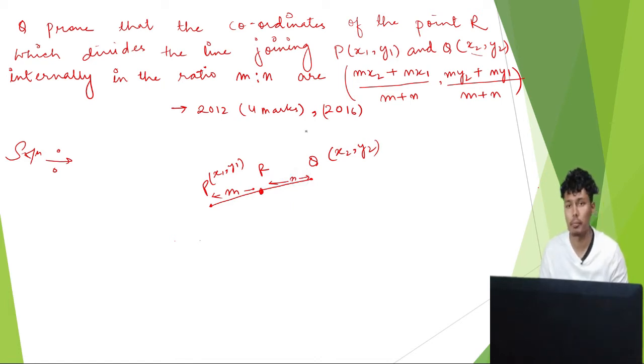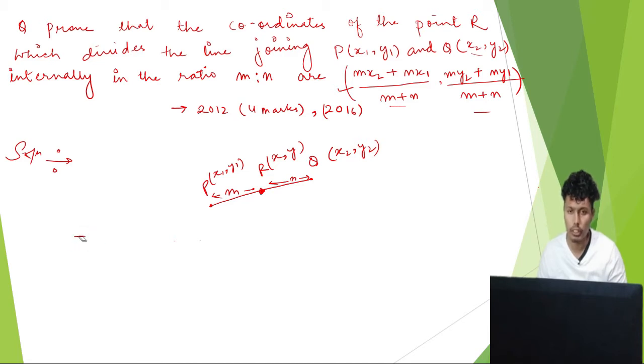So internally R, now we need to find that the coordinates of this point are (mx2 plus nx1) by (m plus n), (my2 plus ny1) divided by (m plus n). So let us represent the R point as x, y. You just look at the textbook for how to write. Let me just do the question.